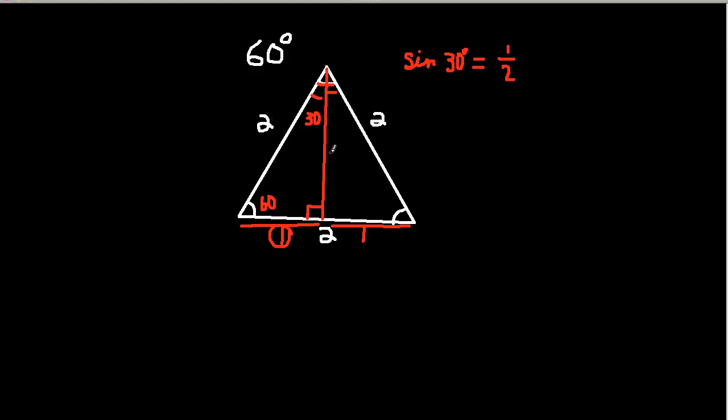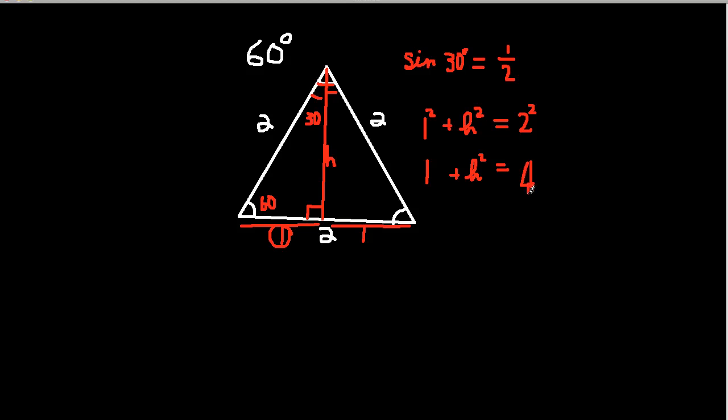In other words, if we call this side h, we have to have that 1 squared plus h squared must equal 2 squared by Pythagorean theorem. Okay, 1 squared is 1. Okay, this is still h squared. And 2 squared is 4.